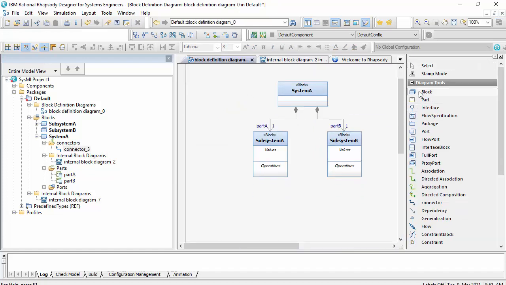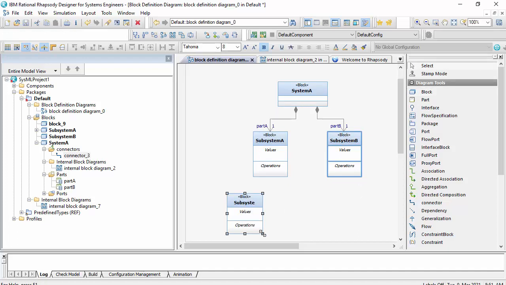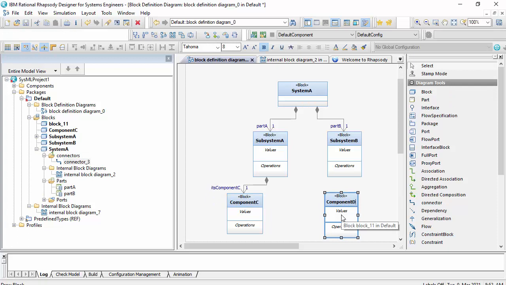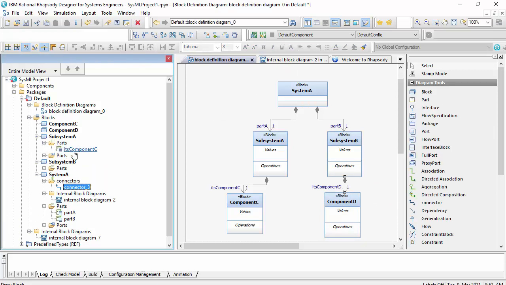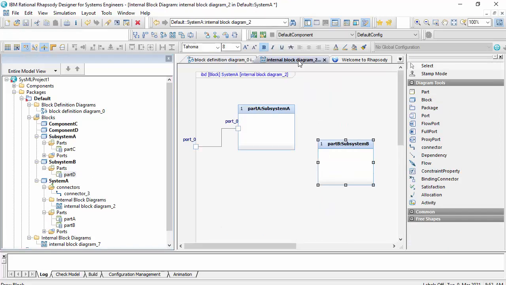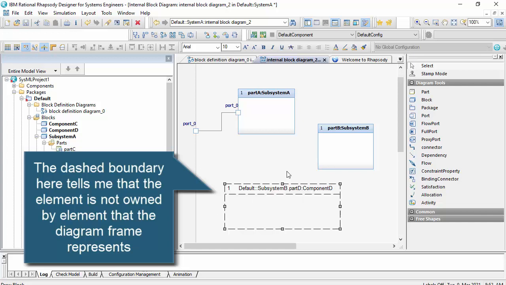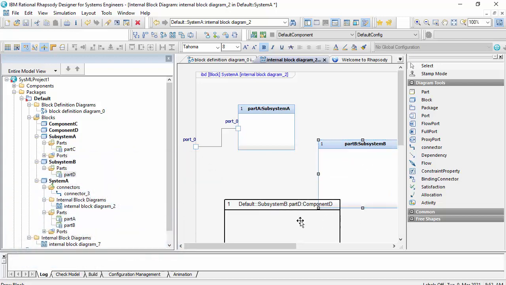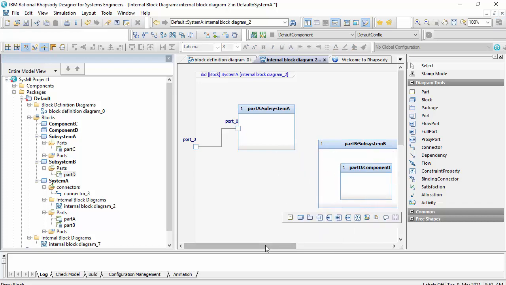If I have a nested hierarchy that goes deeper, so subsystem, so maybe component C is a child of component A and component D is a child of block subsystem B. So I've created these parts effectively. Call that part C. I'll call that part D. Now if I put part D here, you can see it's dashed because part D is not owned by subsystem A. Part D is owned by subsystem B. So if I move that into there, it's no longer dashed.